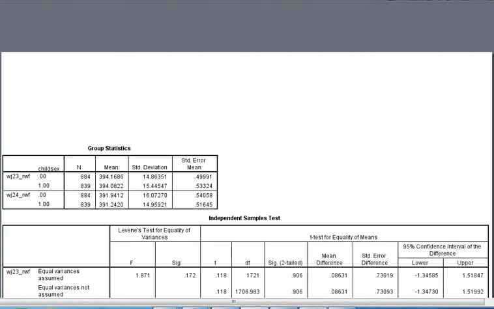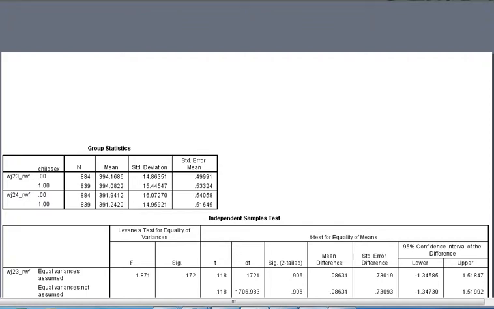The purpose of this video is to provide an example of an annotation of an independent samples t-test. We're going to be focusing on looking at the differences between means on the Woodcock-Johnson 23 Roche-Wright scores by gender.